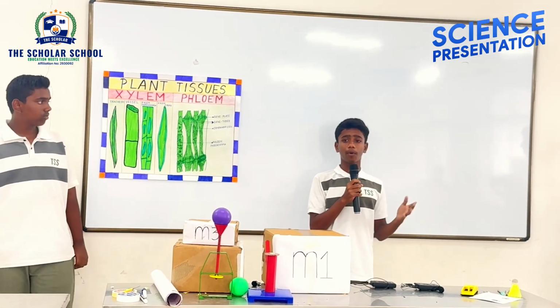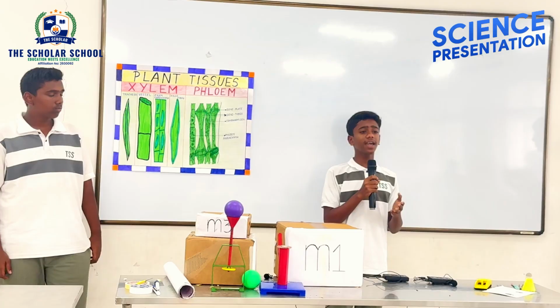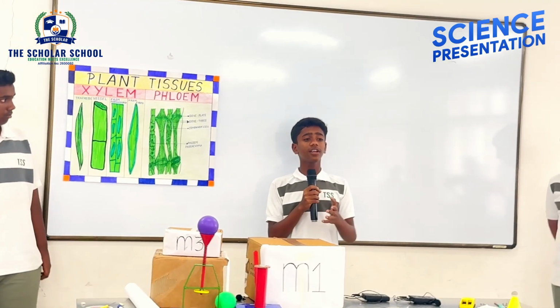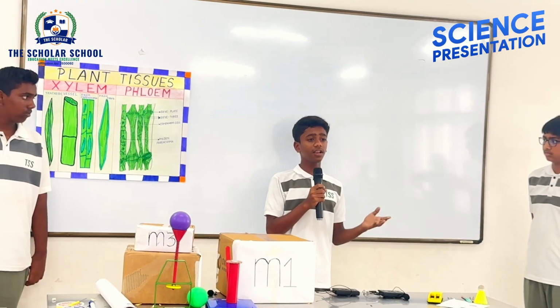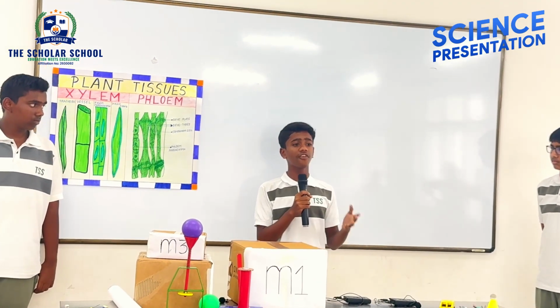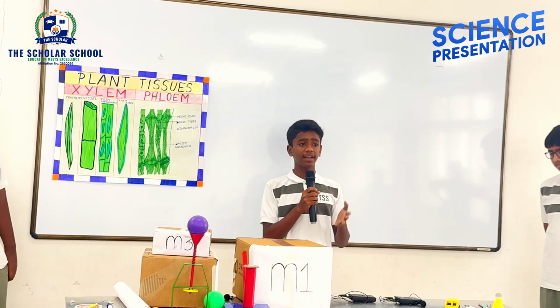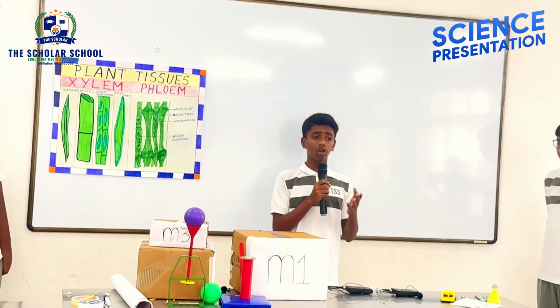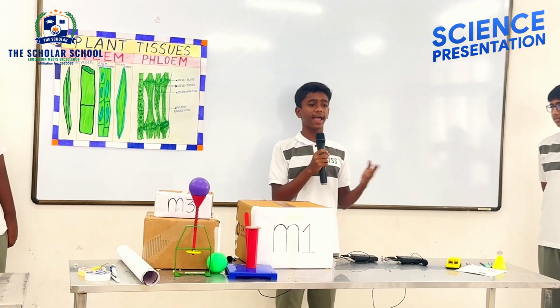Next, I am going to explain about collenchyma. Collenchyma are made up of living cells in which the corners of the cell wall are irregularly thickened with the deposition of pectin. This makes the plants flexible and provides them elasticity without breaking. This also provides mechanical support to the plants.